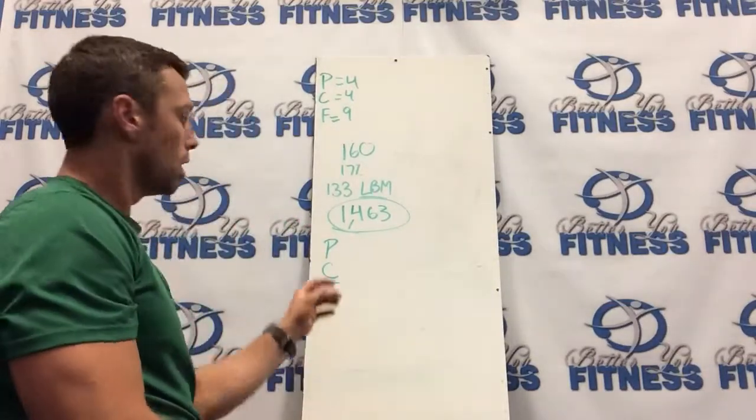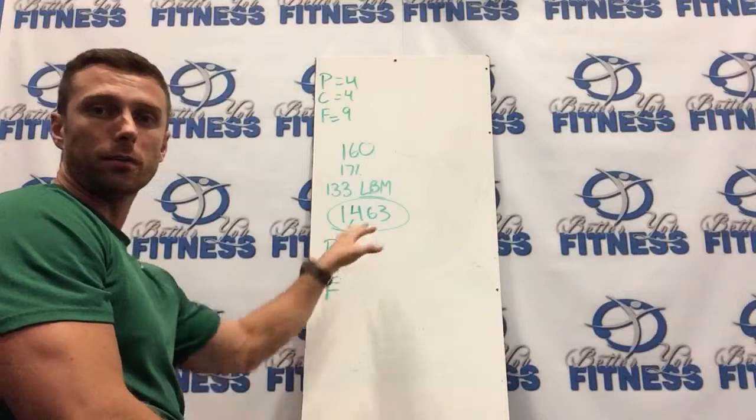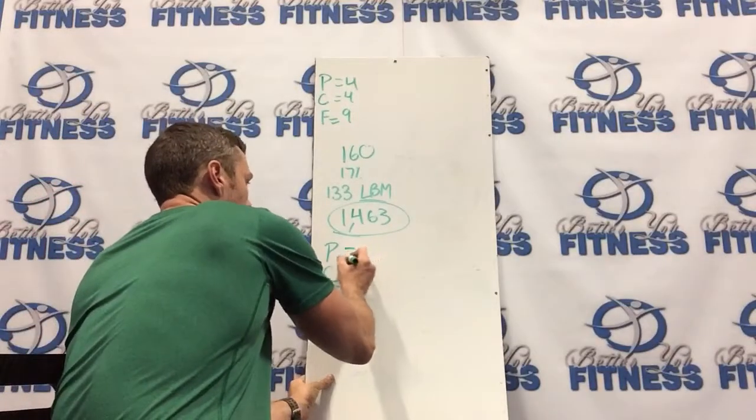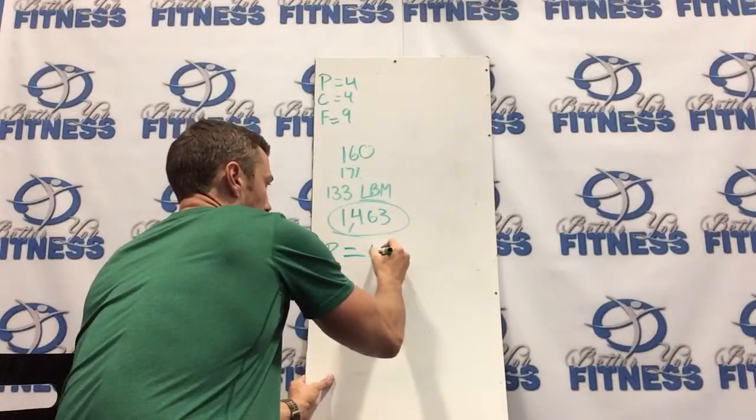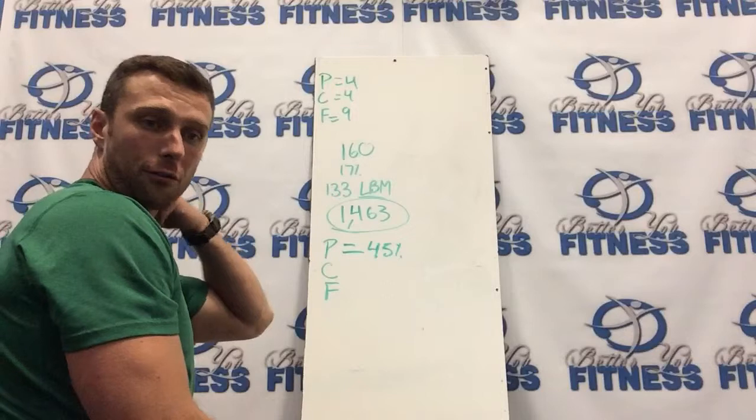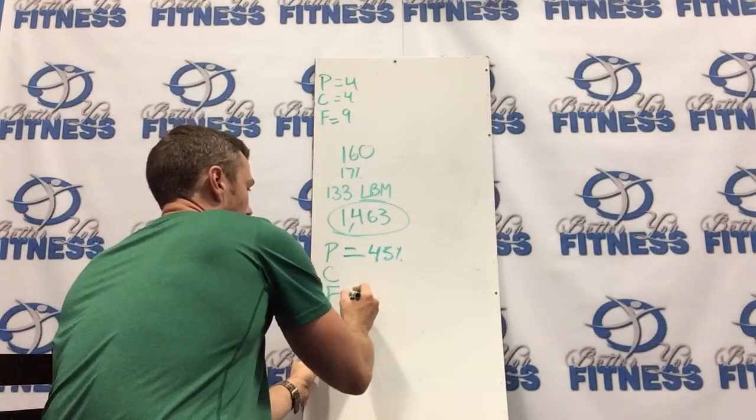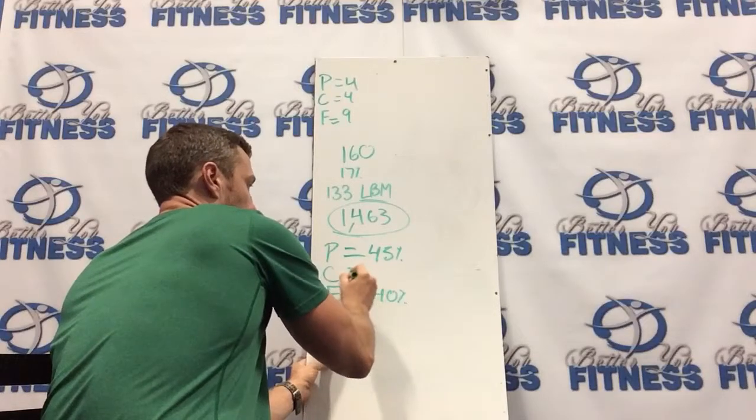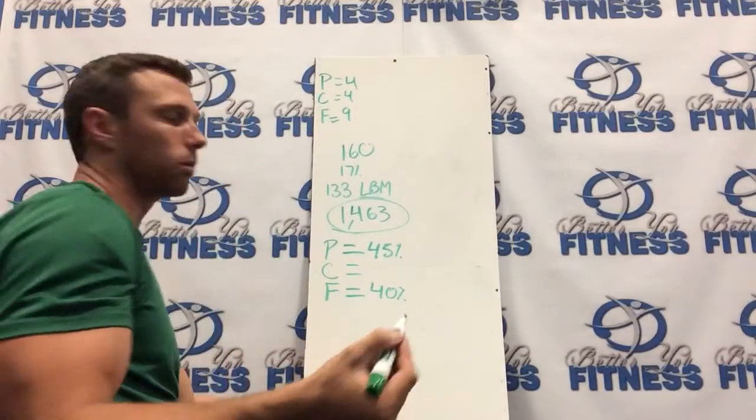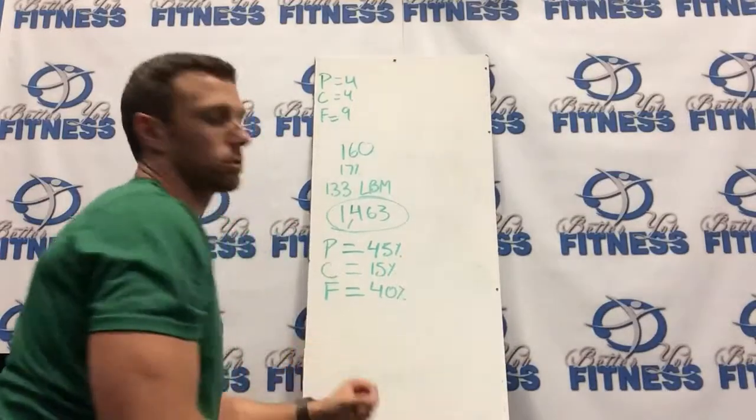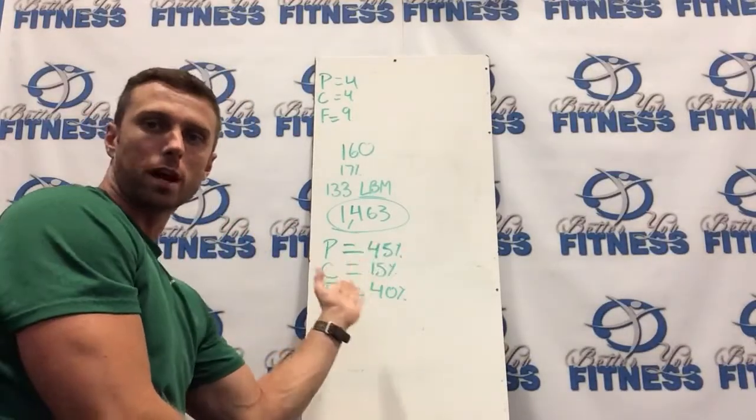All right. So we need to determine the macros needed to fit these calories. So for a no day, our protein intake is going to be 45%. Our fat intake is going to be 40%. And our carb intake is going to be the remaining amount, which is 15%. All right, so those are our numbers and our percentages that we're trying to hit.